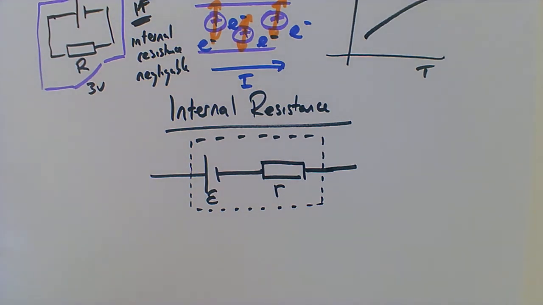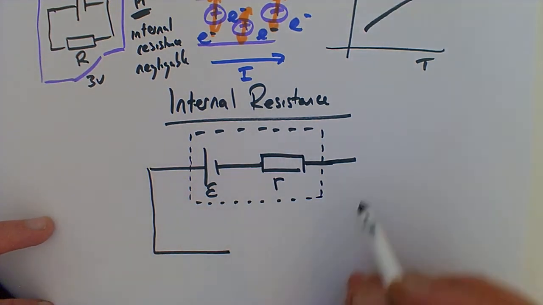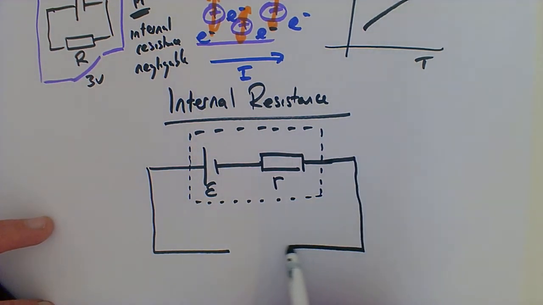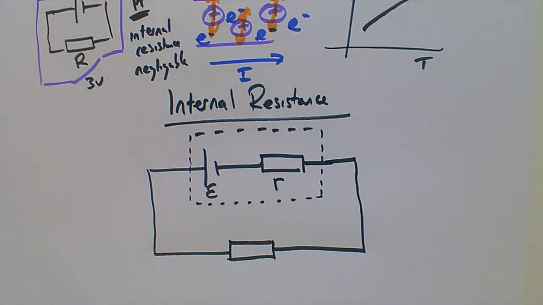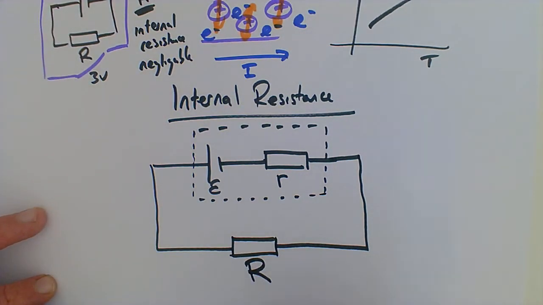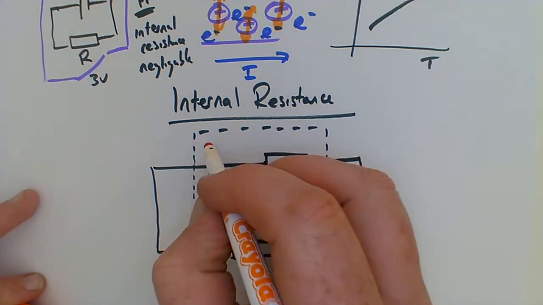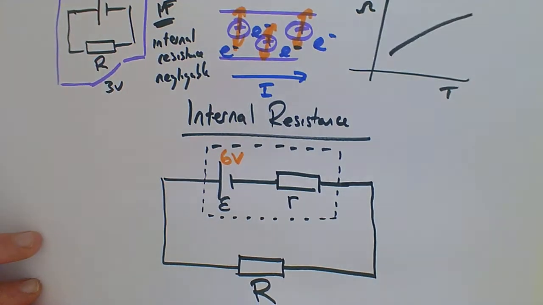So what does it mean? We must attach it to a circuit, because with no current flowing there'll be no internal resistance. So we've got our very basic simple circuit here. Just like we had up here, we're going to call this capital R. Now, let's throw some hypotheticals at it. Let's say the EMF is 6 volts.